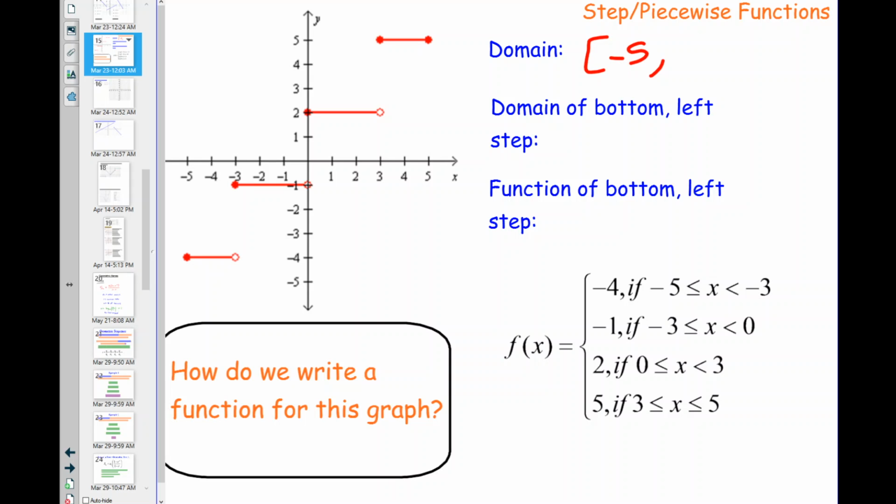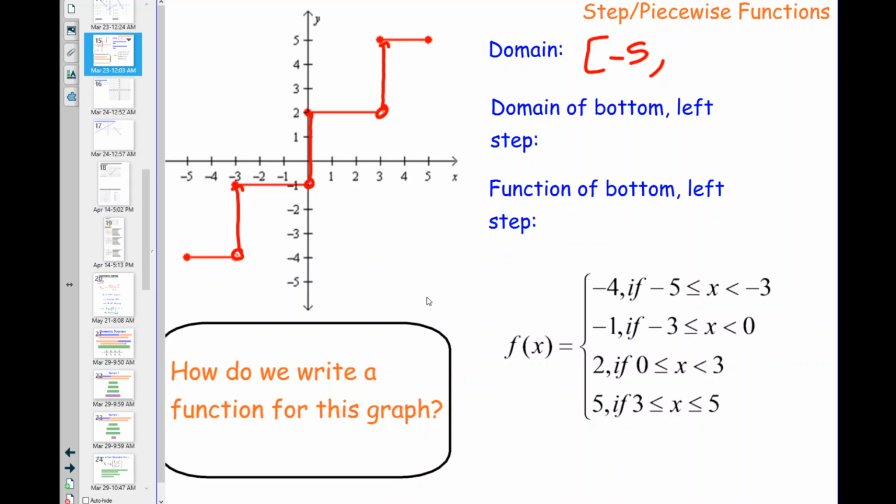Are there any discontinuities as you go to the left, up until you reach that last piece? There are not. Even though you have an open point here, right above it is a closed point. Even though we have an open point here, there's a closed point. So there are no discontinuities on the domain, unless there's a gap.